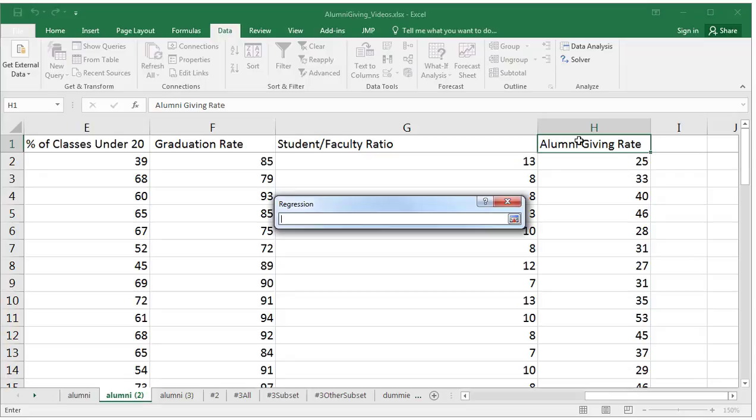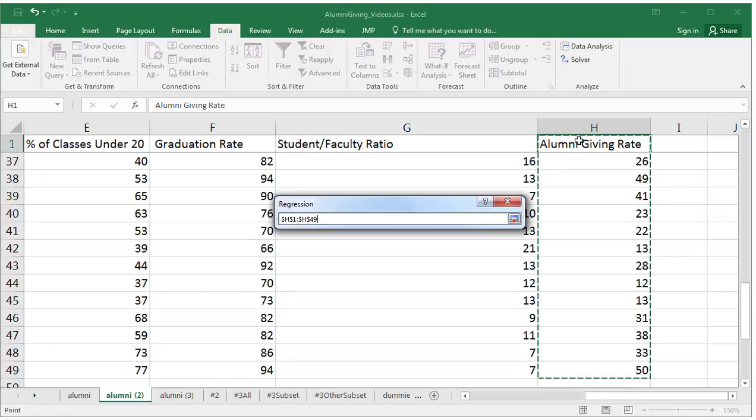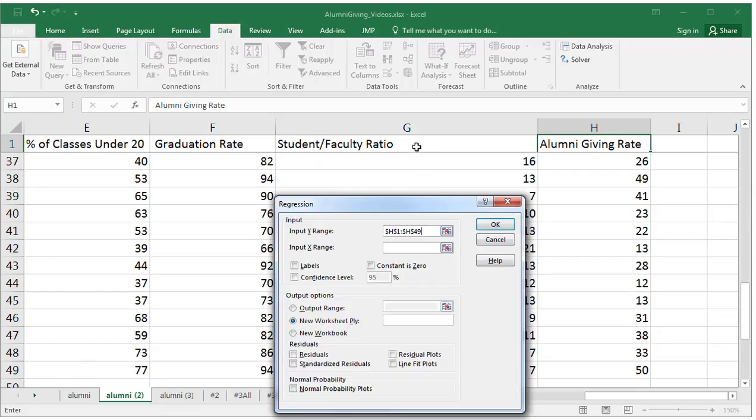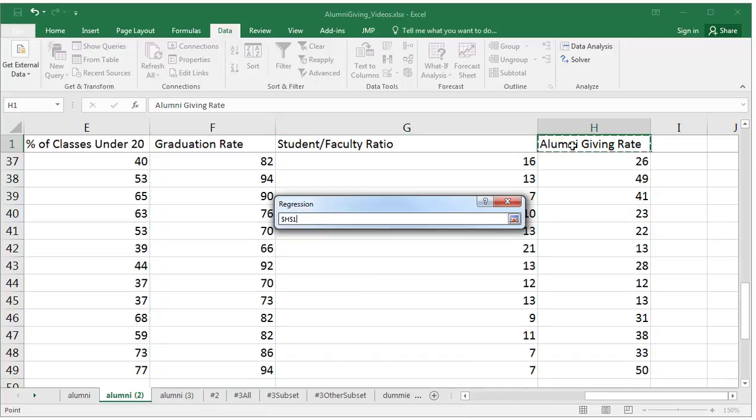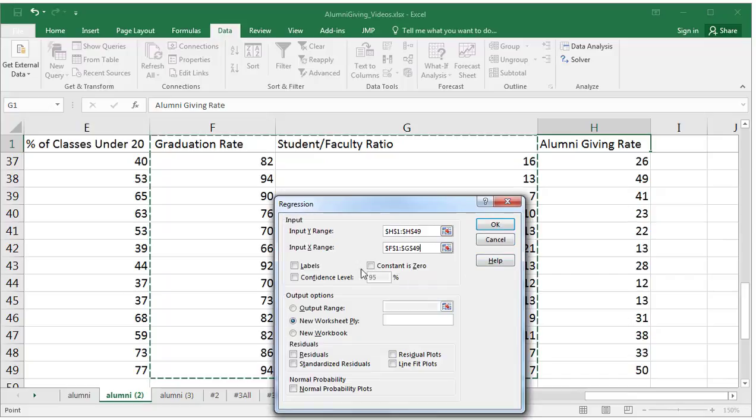The Y range is the alumni giving rate, the thing that we're trying to predict, our response or outcome variable. And then we said we're interested in, so I already messed up. H contains the Y variable, the response variable. The X range are in columns F and G. I have labels because I selected row 1.